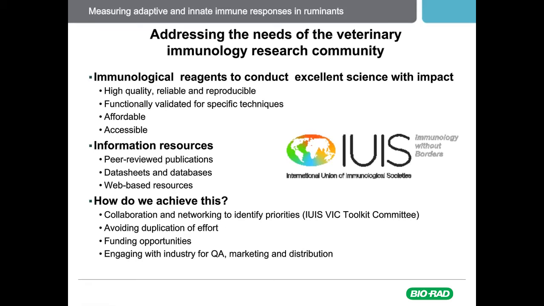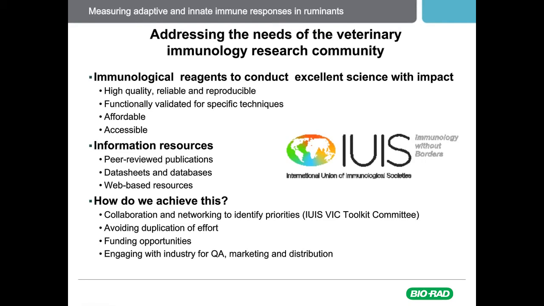How do we achieve this? Well, we really need to be able to collaborate and network so that we can identify our priorities. And I've just used as an example here the International Union of Immunological Societies, where the Veterinary Immunology Committee has a subcommittee called the Toolkit. And that has been running now for about 15 years or so.